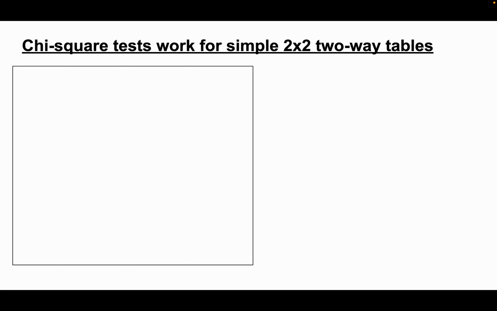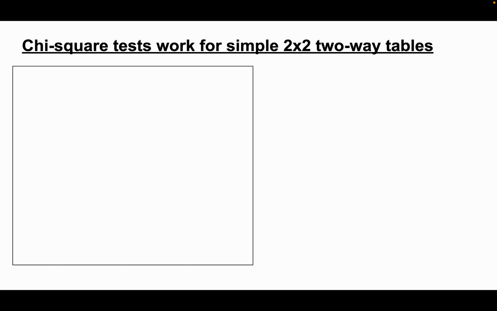Note also, this is just kind of an odd and an end, that chi-square tests work for simple 2x2 two-way tables. And recall that two-way tables generally, even though we study them often in their canonical form, which is a table that's not only two-way but 2x2, the two-way simply means that there's basically two variables involved.